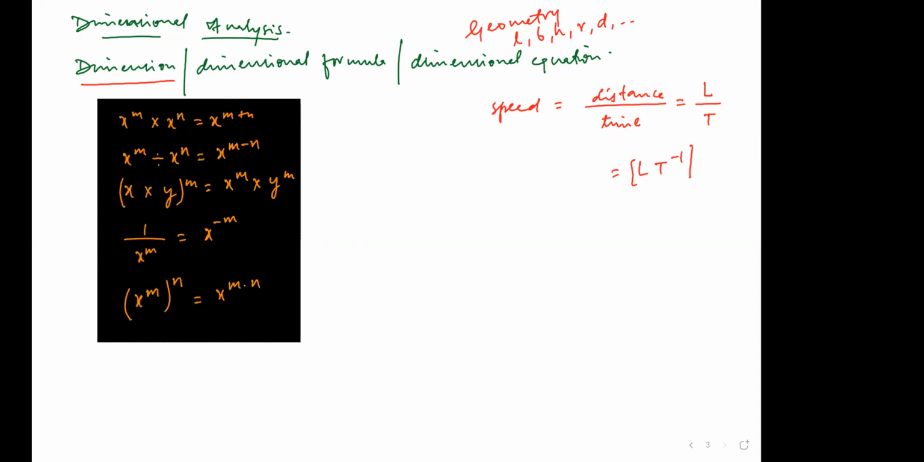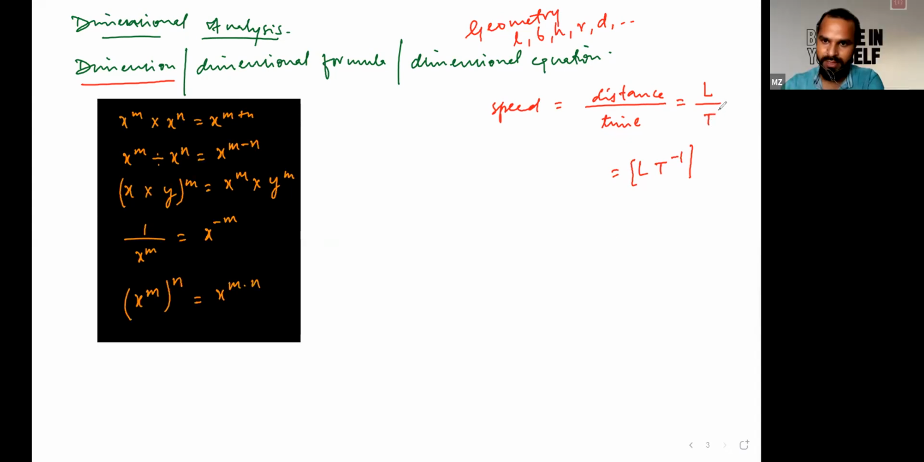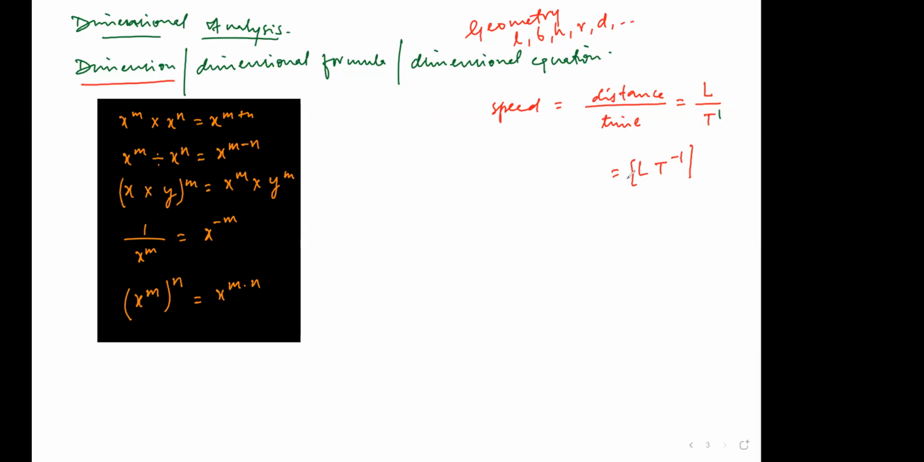Now, how did the t get the value -1? Since the exponent of t in this particular part is just 1, if we bring this part to the numerator, using this law, its exponent becomes -1. That's why I have written this.